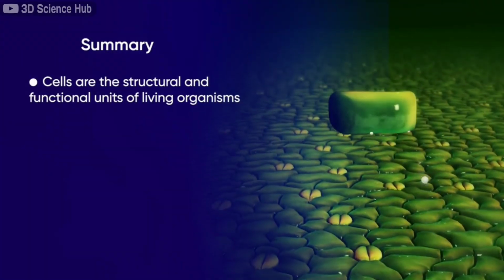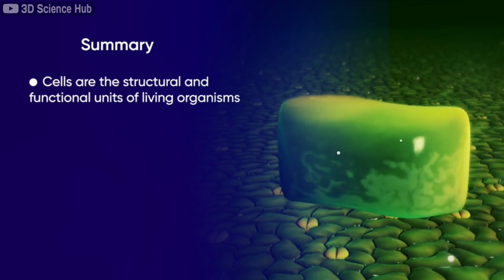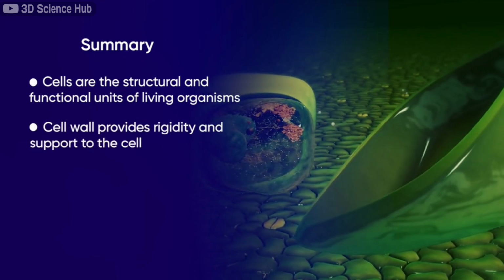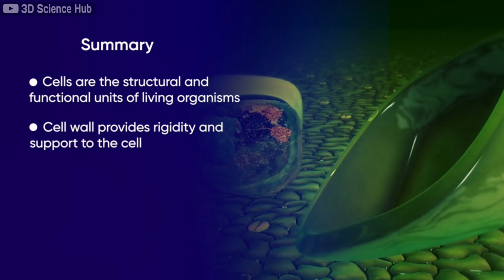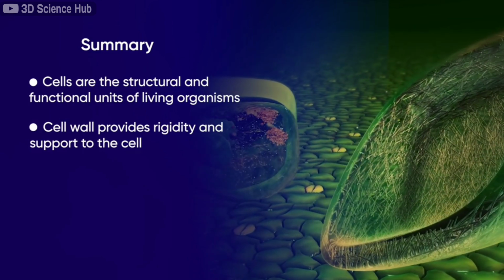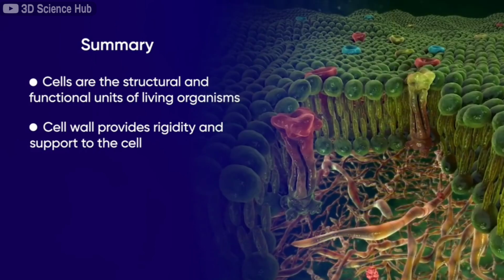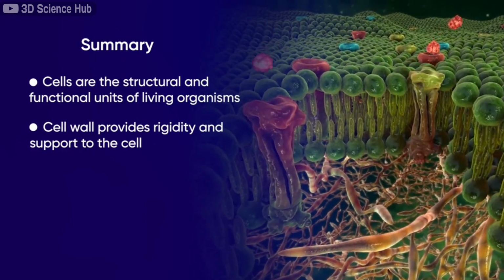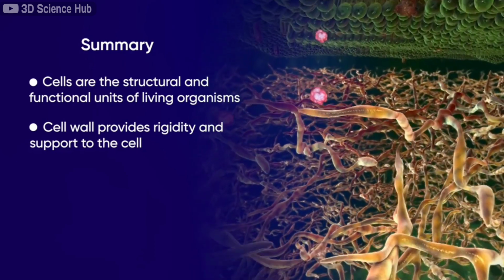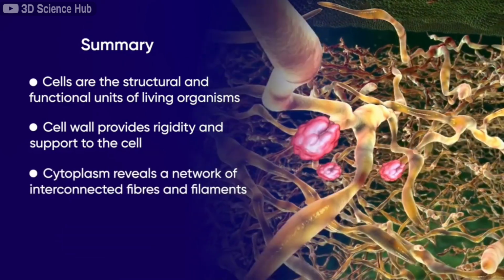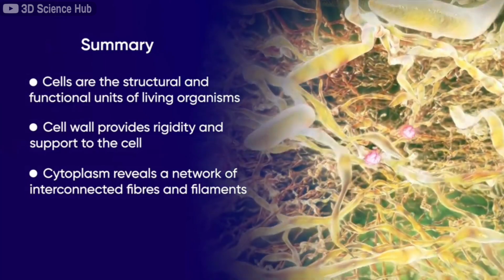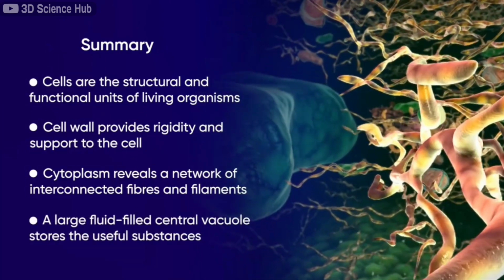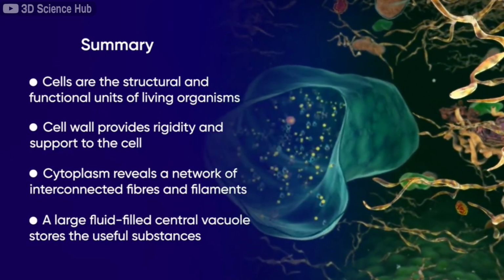We can see that the microscopic cells are the structural and functional units of plants. A plant cell mainly comprises a rigid cell wall that functions to provide support and rigidity to the cell. A cell membrane that facilitates to and fro transport of materials. Cytoplasm that reveals a network of interconnected fibers and filaments. A large fluid-filled central vacuole that stores the useful substances.